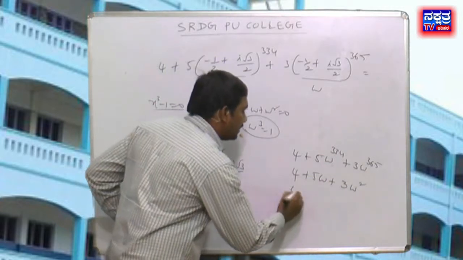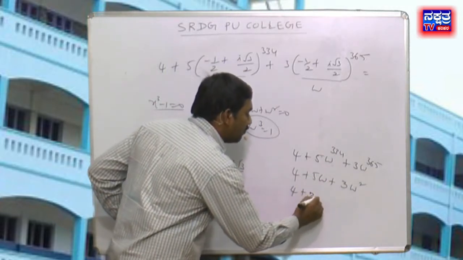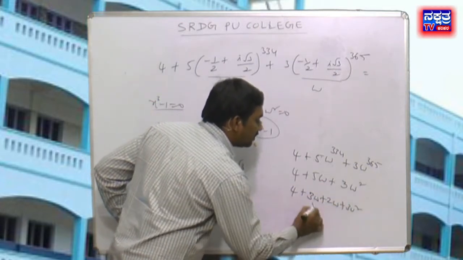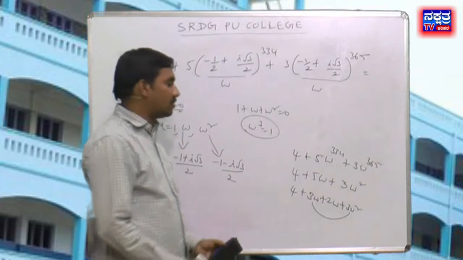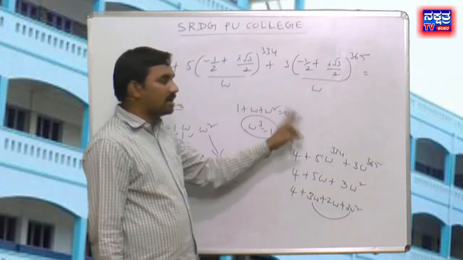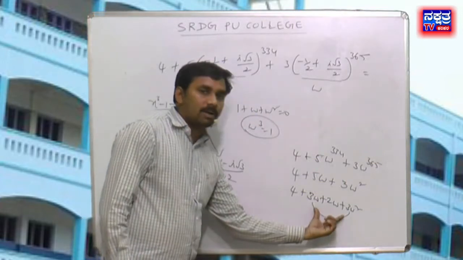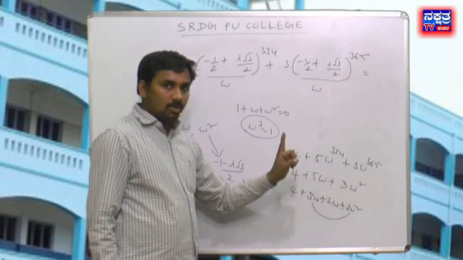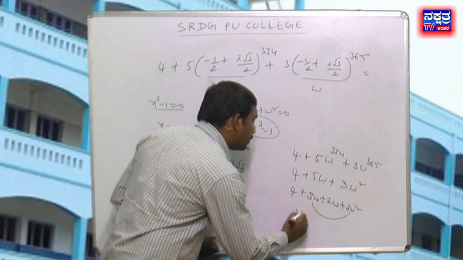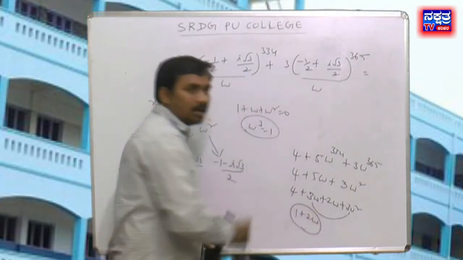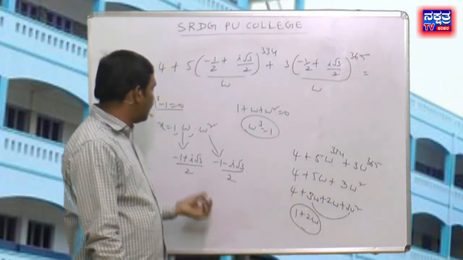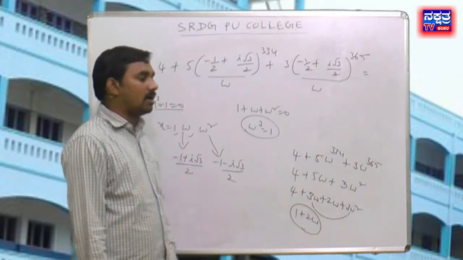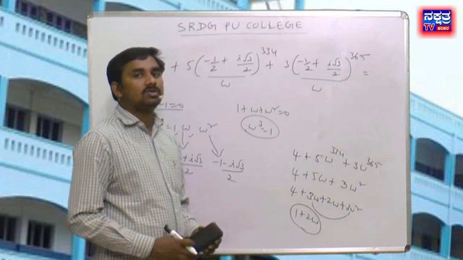Then we can write it as 4 plus 3 omega plus 2 omega plus 3 omega square. Then 3 omega plus 3 omega square, taking 3 common, omega plus omega square is minus 1. Then it will become 4 minus 3, which is 1. 1 plus 2 omega, we will get the answer. So omega again we will replace with minus 1 plus I root 3 by 2. Then we will get the answer. See the solution.